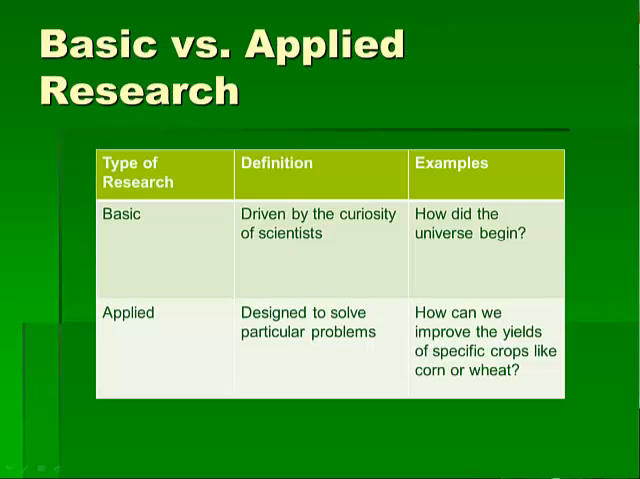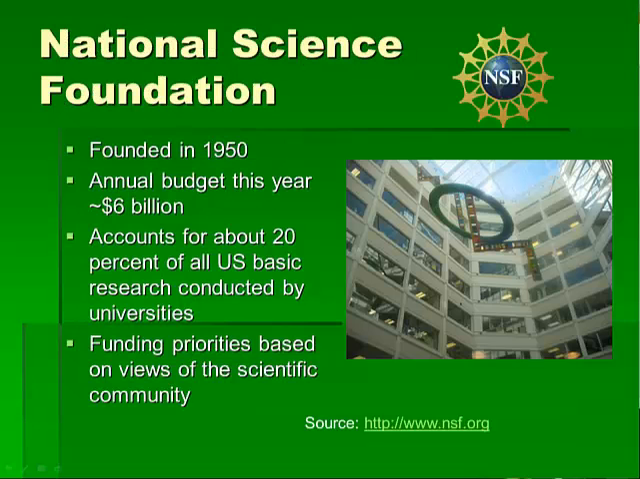Here are some examples of basic versus applied research. A basic question is driven by the curiosity of scientists. How did the universe begin? What are the origins of life? Applied research is usually designed to solve specific problems. So how can we improve the yields of specific crops, such as corn or wheat? How can we make our digital televisions work better? That would be another example of applied research.